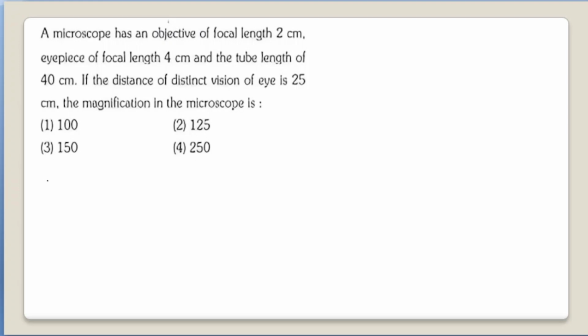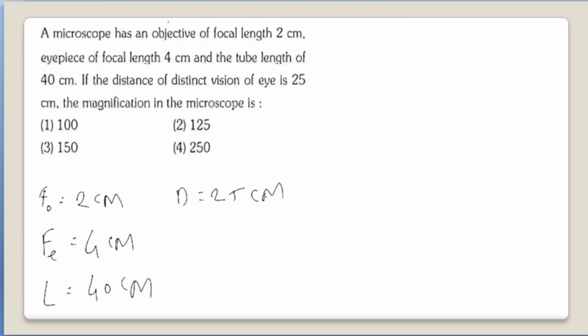So they have given that the objective focal length, that is f0, is equal to 2 cm, and the eyepiece focal length, that is fe, they have given 4 cm, and the tube length, that is L, equal to 40 cm, and the distance of distinct vision, capital D, they have given 25 cm.